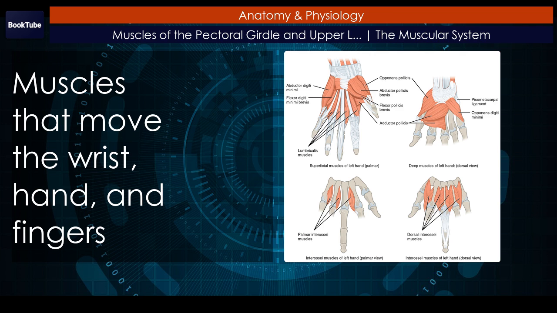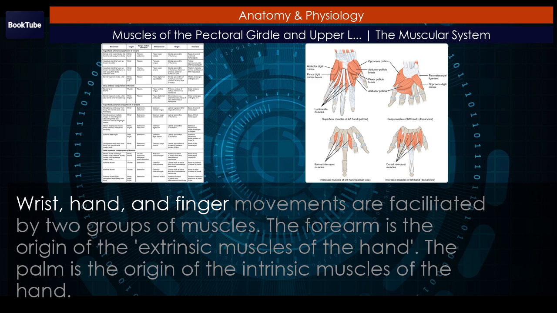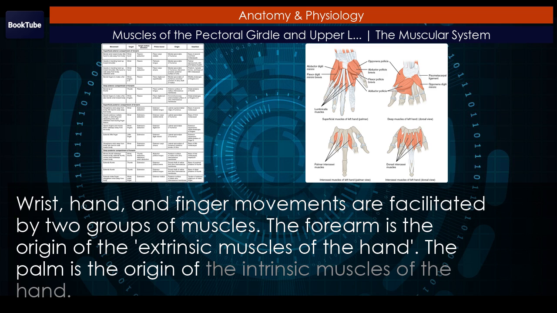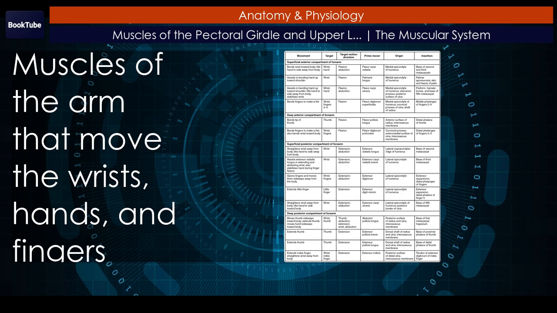Muscles that move the wrist, hand, and fingers. Wrist, hand, and finger movements are facilitated by two groups of muscles. The forearm is the origin of the extrinsic muscles of the hand. The palm is the origin of the intrinsic muscles of the hand. Muscles of the arm that move the wrists, hands, and fingers.